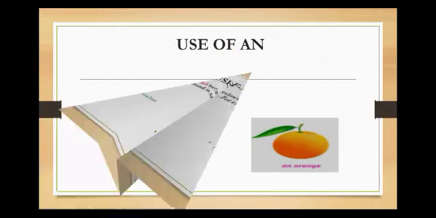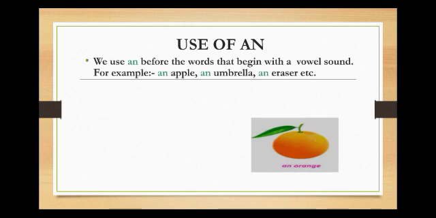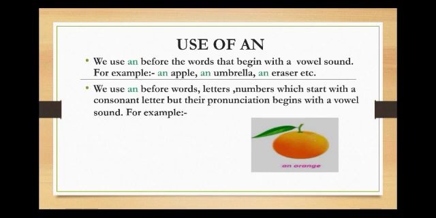Now let's move on to the use of an. Children, an is used before words that begin with a vowel sound. Again, remember, vowel sound, not the vowel letter. For example, an apple, an umbrella, an eraser, etc. Again, focus on the vowel sound because at times the words start with a consonant letter but the pronunciation begins with a vowel sound.